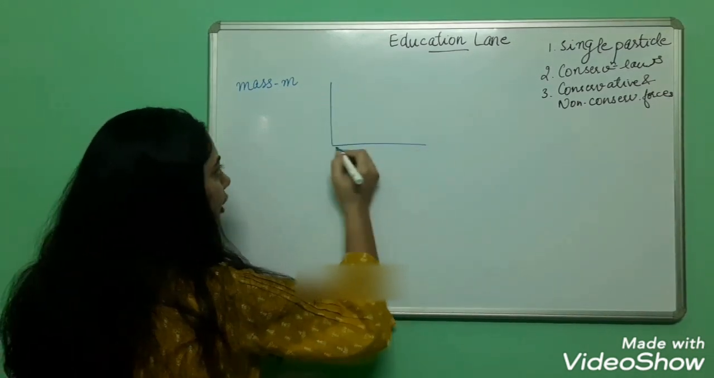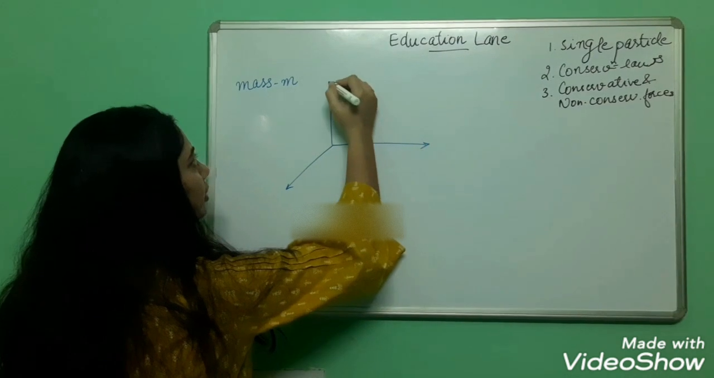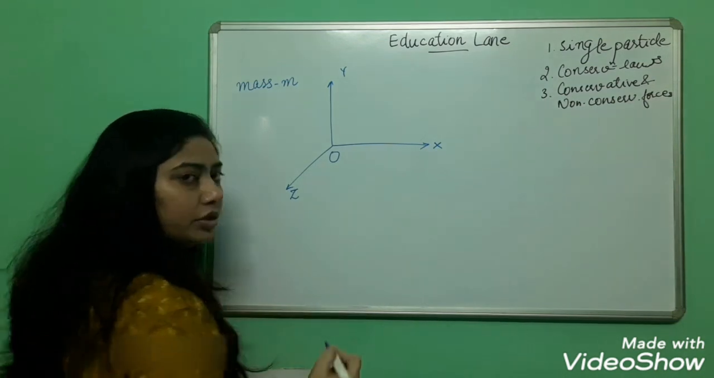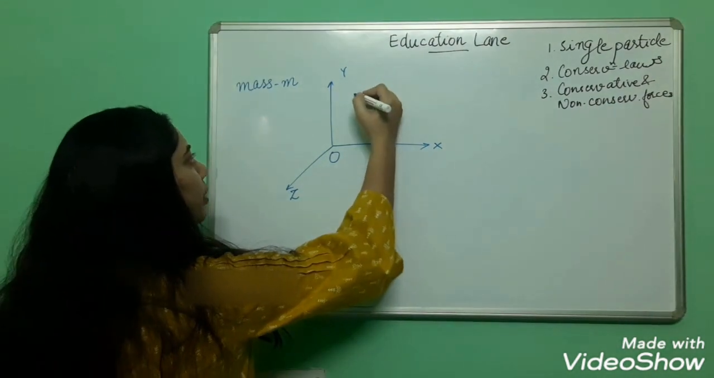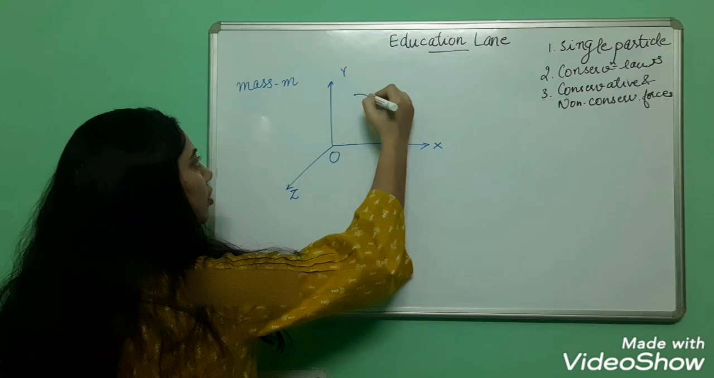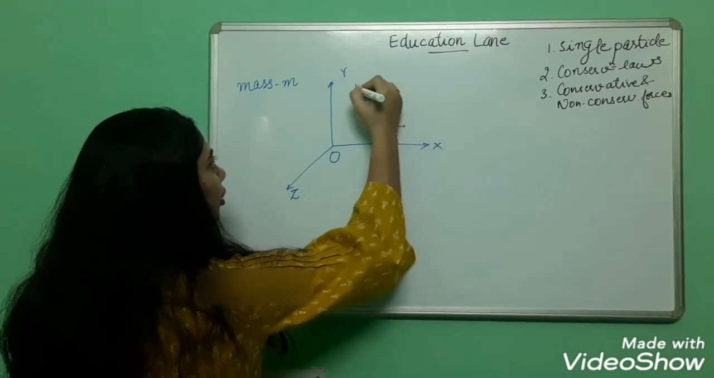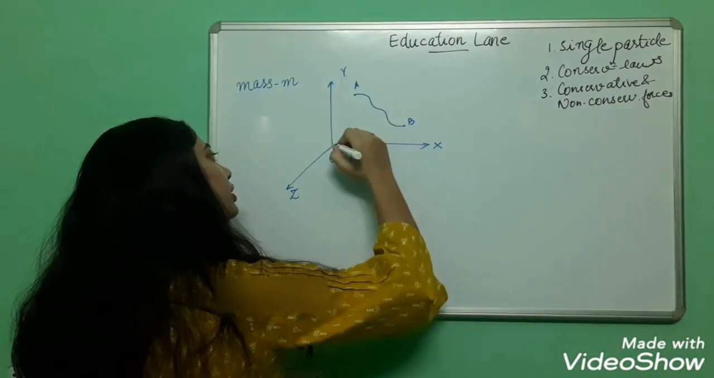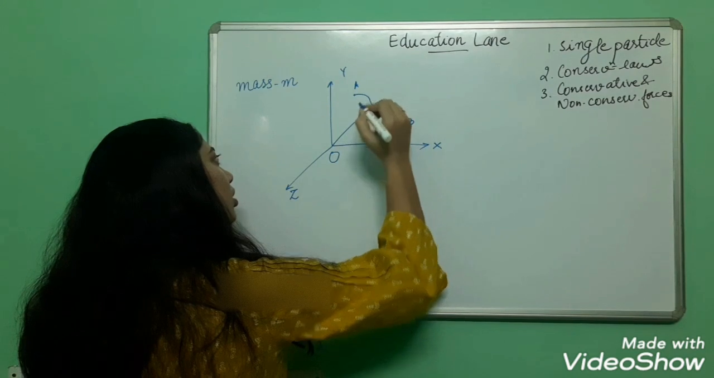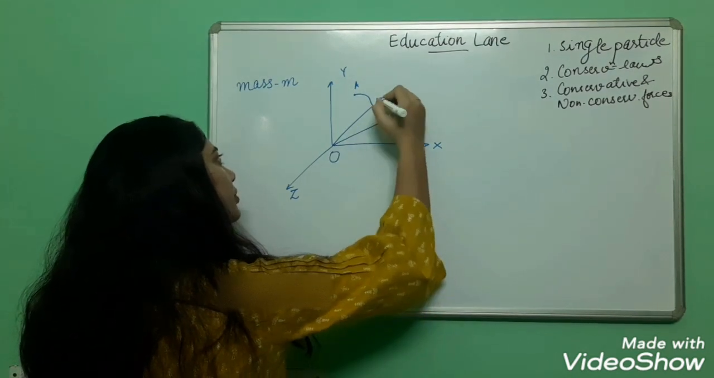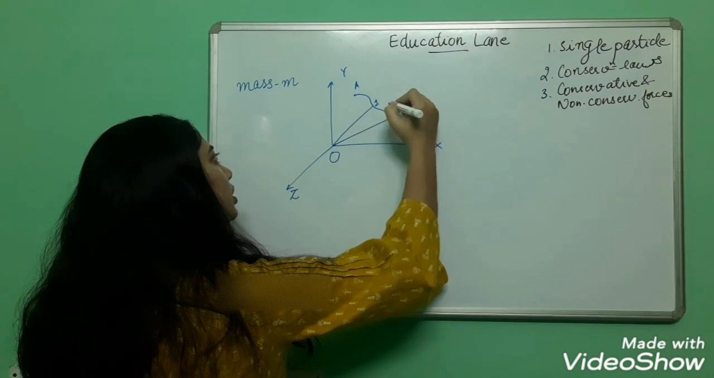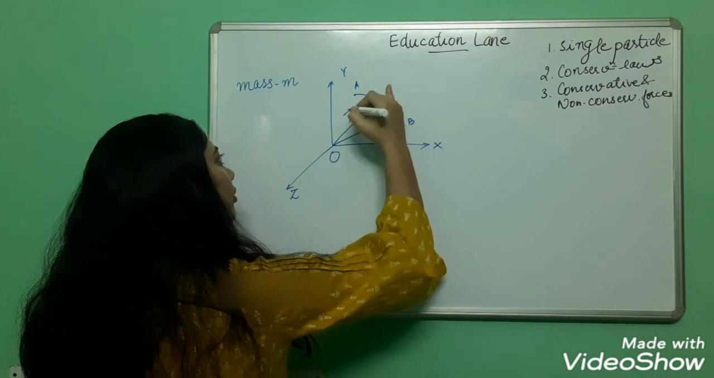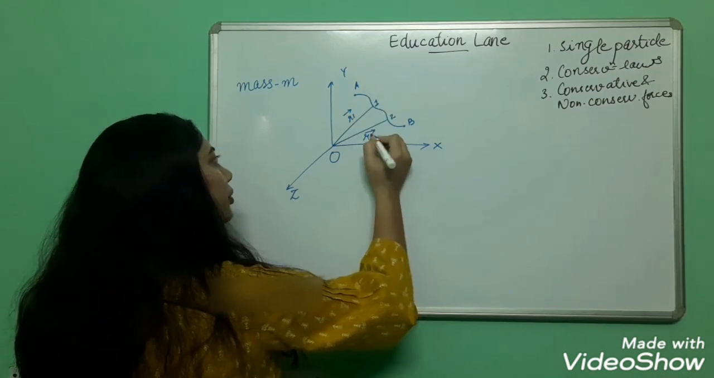This is our Cartesian coordinate system x, y and z. This is our origin O. Now this particle of mass m travels on some random path from point A to B. Let us draw two position vectors pointing towards point 1 and point 2. This one is r1 and this is r2.